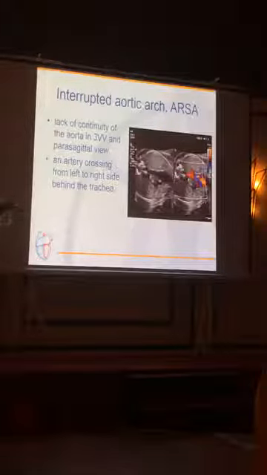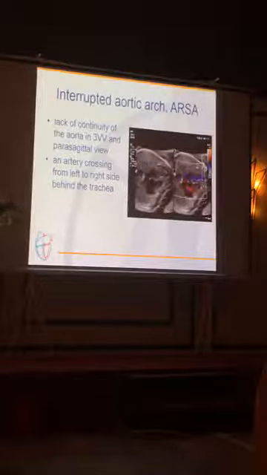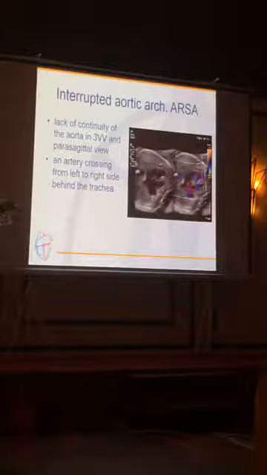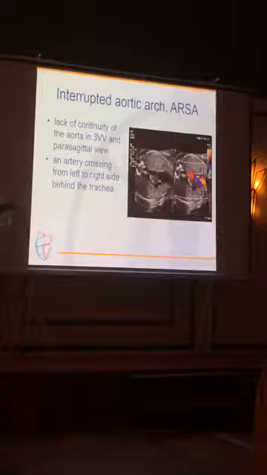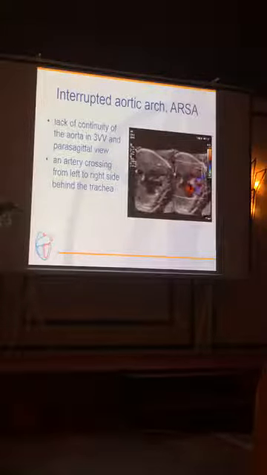Interrupted aortic arch, as a matter of fact, is closer to conotruncal anomalies in its development than to aortic arch problems. So it's quite often associated with 22q11, and especially when it is so-called type B interruption, between the left common carotid and left subclavian artery, which was the case.